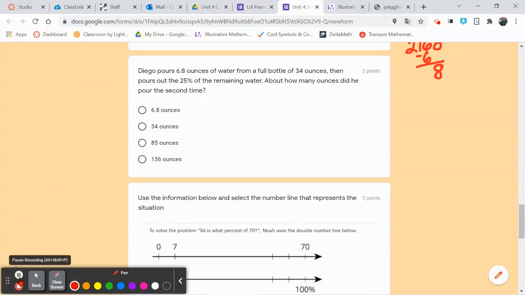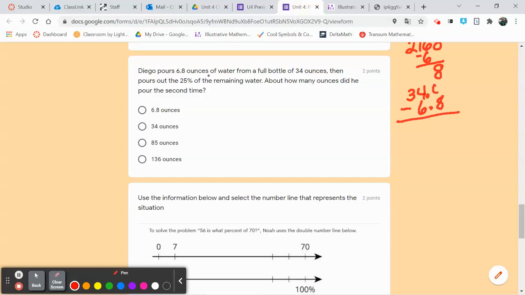Pause this for a second. So it means we need the remaining water, and then we can just make a multiplication problem. So we know we started with 34 ounces, and he already poured out 6.8. So we need to subtract to get our remaining water.